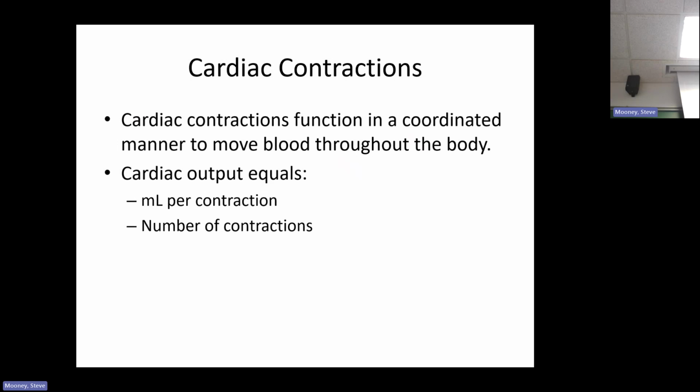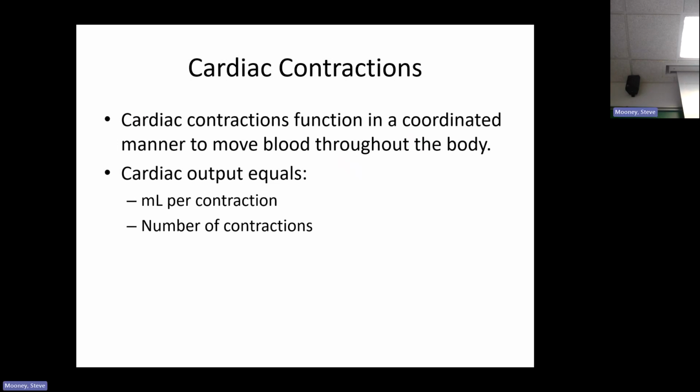How much is ejected on each beat. Milliliters is what we usually think about for humans. I would imagine you could go with a larger amount for cows, especially a full-grown cow. And then the number of contractions, or number of beats per minute. So if you take the milliliters per contraction and the contractions per minute, you cancel out contraction, and cardiac output is milliliters per minute, or volume per minute.